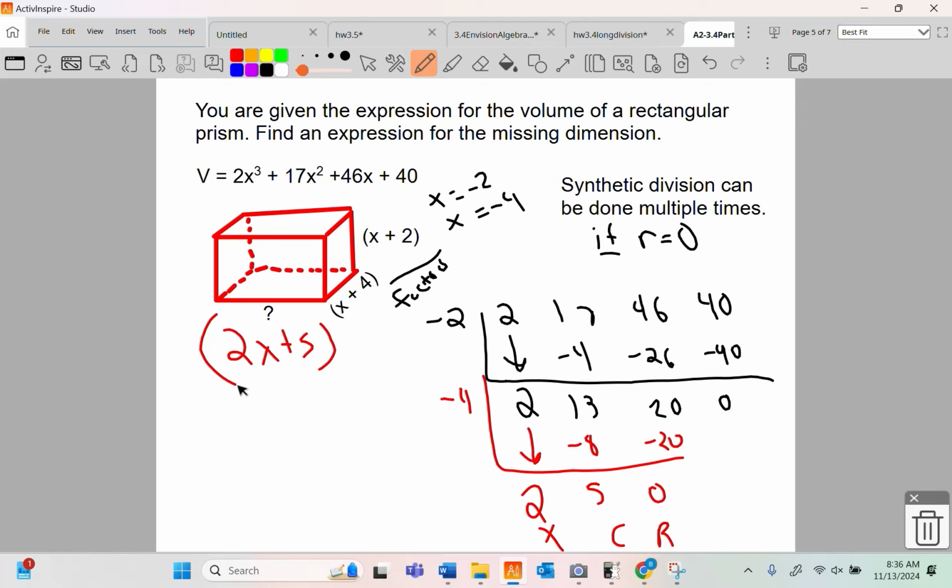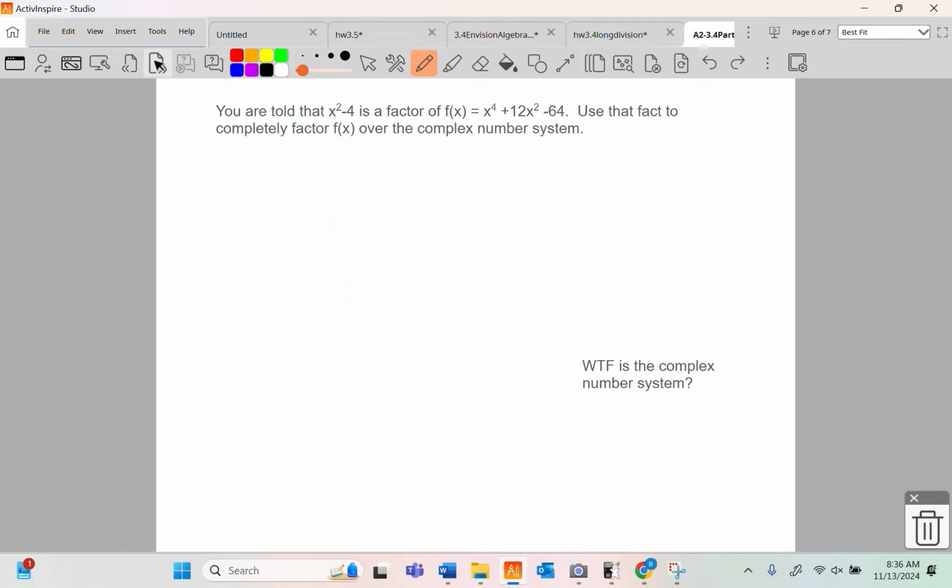Cool. Yes. If somebody keeps giving you numbers you can plug in, you can just keep doing it over and over and over. I think there's another example in your notes if you want to see that done twice. You are told that x squared minus 4 is a factor of f(x) equals x to the 4th plus 12x squared minus 64. Use that fact to completely factor it over the complex number system. I forgot about this guy. So literally there's a question there. What is the complex number system? It's the reals and the imaginaries.